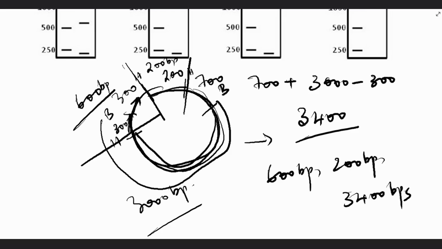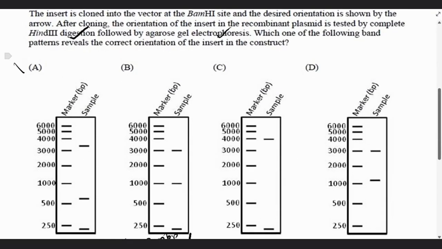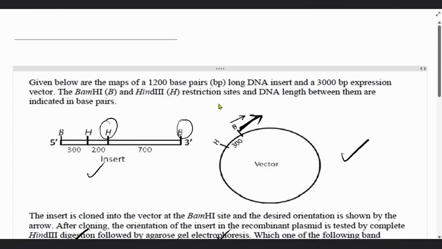If you look at the options here, this clearly corresponds to option A. In option A, the migration here is approximately 3400, here you have approximately 600, and here it's approximately 200. So with that, I'm completing the discussion for the answer key for the biochemistry section of the GATE Excel 2015 paper.